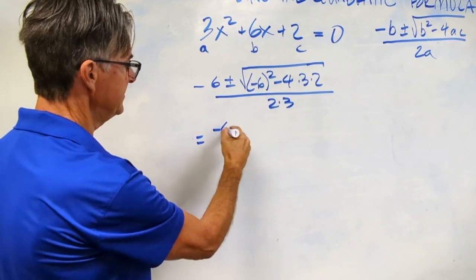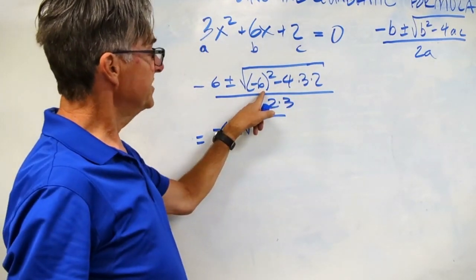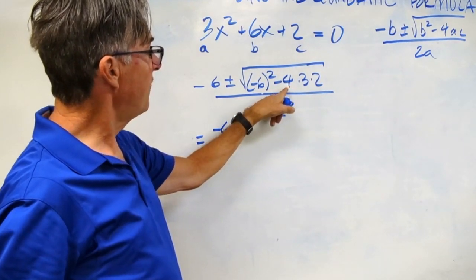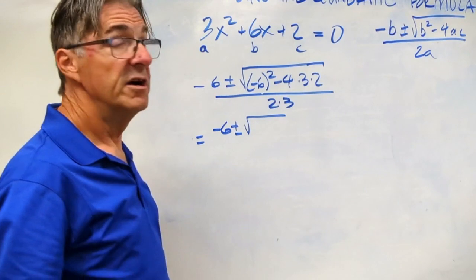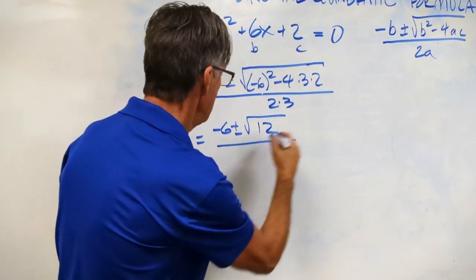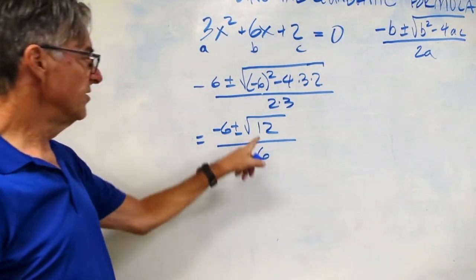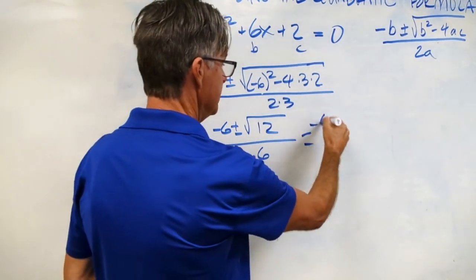Okay, now let's crunch the numbers. That's going to be minus 6 plus or minus the square root. 36 minus 4 times 3 is 12, times 2 is 24. 36 minus 24 is 12, all over 6. Now, you're on the hook to simplify your roots. So let's just take one more step there.